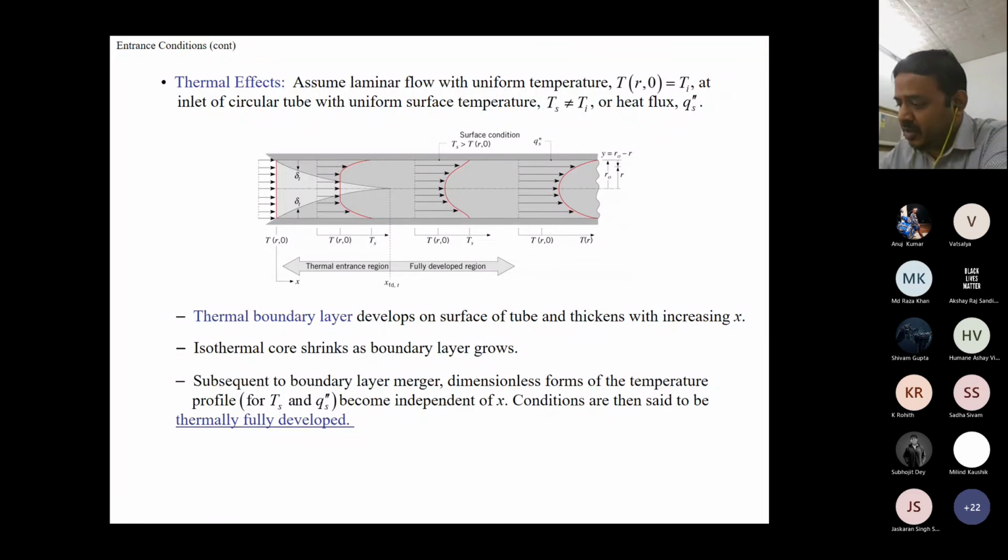However, the definition of fully developed for thermal is a little different. Here the temperature will still keep increasing and the profile will also change depending on the surface condition. Why? Because there is still flow of heat. If something is absorbing or rejecting heat, the temperature has to change. There is something else that mathematically defines what is fully developed, and we will come to that.